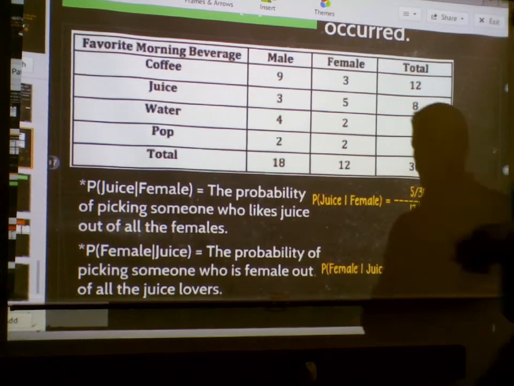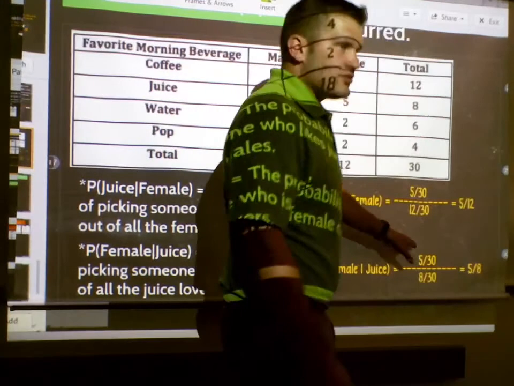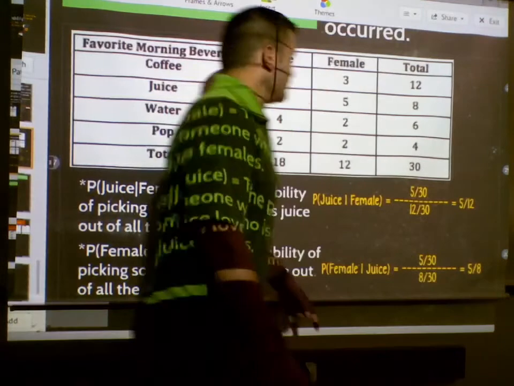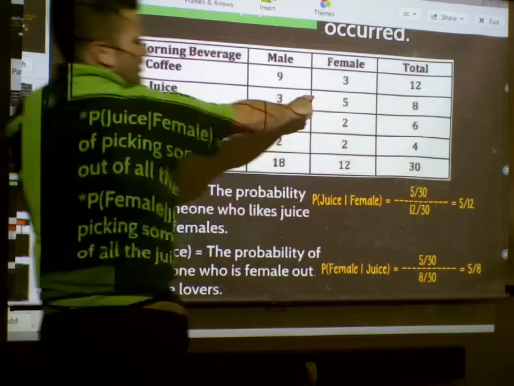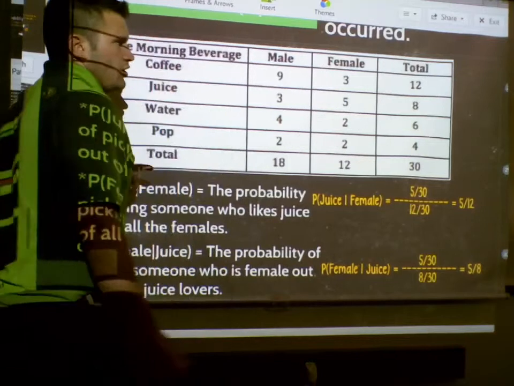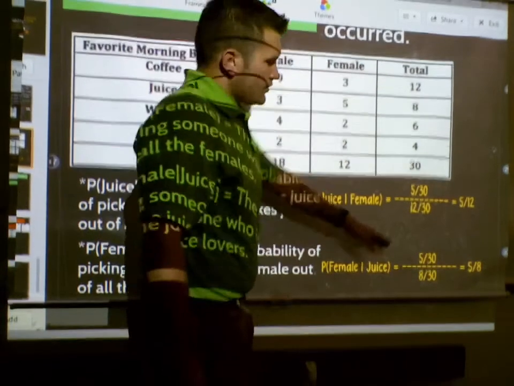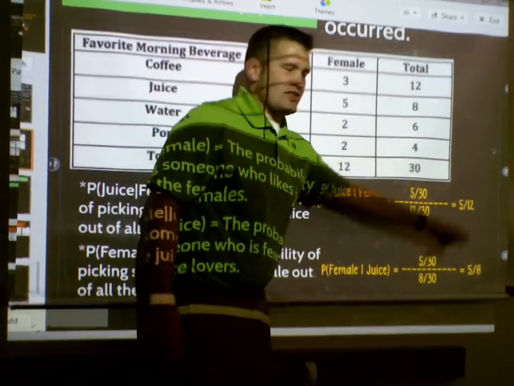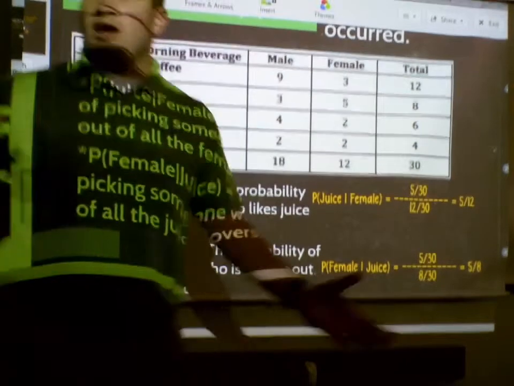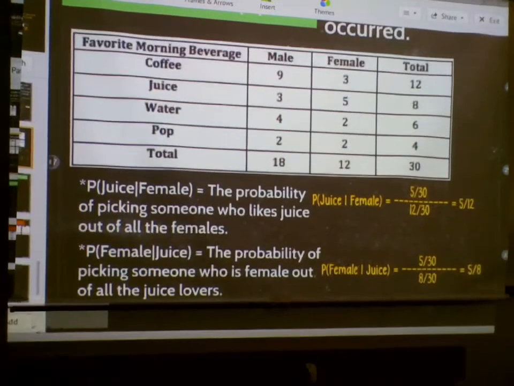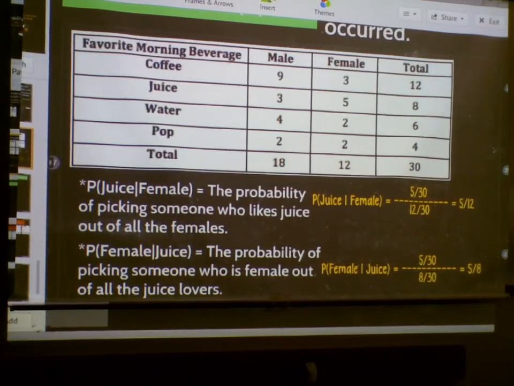Okay. And we can do the and divided by juice statement if we want to. Juice and female is still 5 out of 30. Just juice is 8 out of 30. So 5 out of 30 over 8 out of 30. The 30s cancel off, and you get 5 eighths again. So you always cancel out the 30s, if you haven't reduced your fractions. All right, any questions? Either way works. You can just look at the table, or you can use the equation.